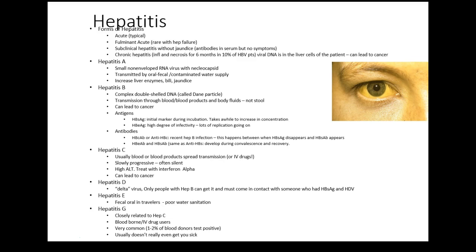Next one is hepatitis C. This one's usually blood or blood products. Again, they're usually IV drugs. Slowly progressive, it can be silent. This one can lead to cancer as well, just like hepatitis B. Hepatitis D is a Delta virus. Only people that have hepatitis B can get it. So you have to get hepatitis B in order to get hepatitis D.